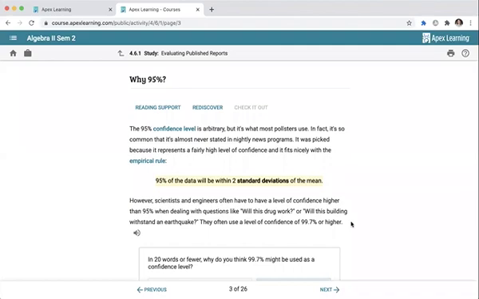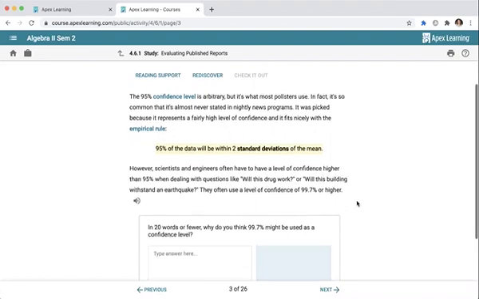However, a lot of people have to do more than 95%. Like, will this drug work? Will this building withstand an earthquake? Normally with things like that, we have to aim for higher than 95%. We want to limit the error as much as possible when it deals with public health and public safety.